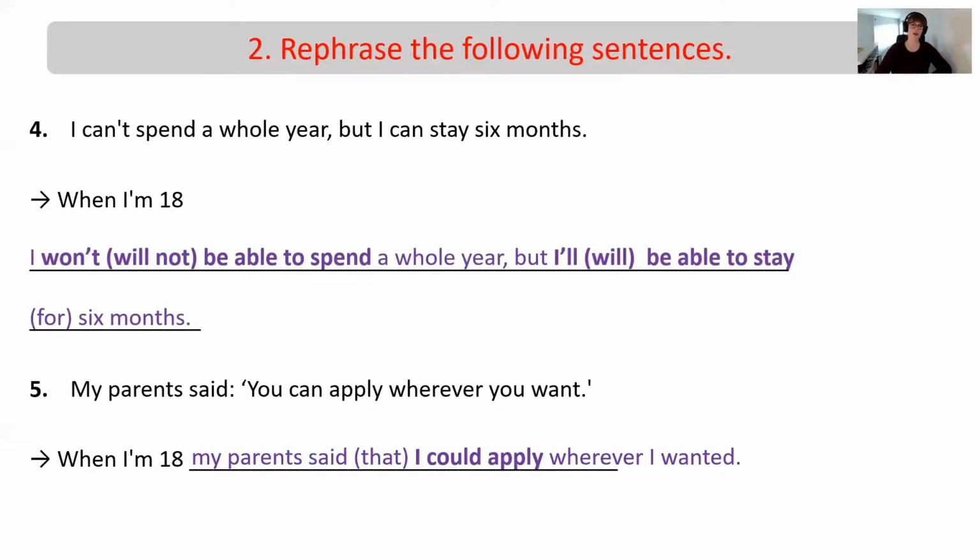In French, number 4, I can't spend a whole year, but I can stay 6 months. Je ne peux pas passer toute l'année, mais je peux rester 6 mois. When I'm 18, I won't be able to spend a whole year, but I'll be able to stay for 6 months. Quand j'aurai 18 ans, je ne pourrai pas rester l'année entière, mais je pourrai rester pour 6 mois. My parents said, you can apply wherever you want. Mes parents ont dit, tu peux postuler où tu veux. When I'm 18, my parents said that I could apply wherever I wanted. Quand j'aurai 18 ans, mes parents ont dit que je pourrais postuler où je voudrais.